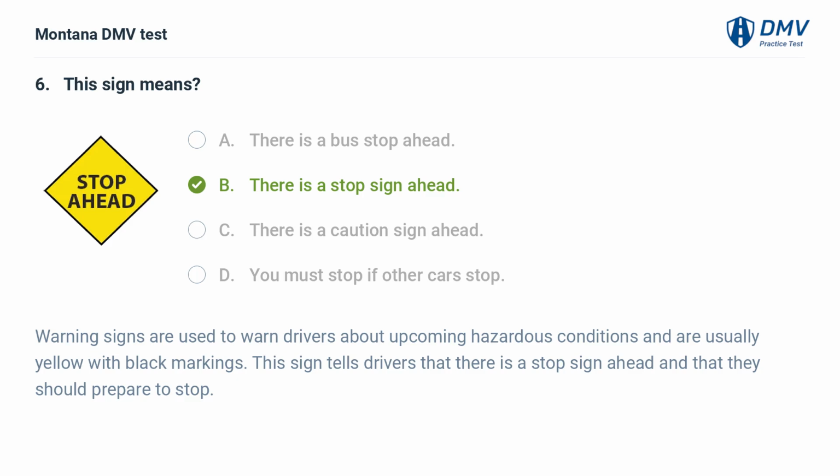Warning signs are used to warn drivers about upcoming hazardous conditions and are usually yellow with black markings. This sign tells drivers that there is a stop sign ahead and that they should prepare to stop.